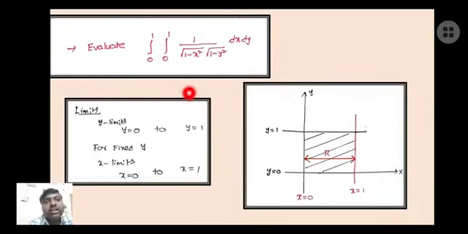See here, evaluate the integral 0 to 1, integral 0 to 1, of 1 by root over 1 minus x square, root over 1 minus y square, dx dy. Here also they give constant limits, 0 to 1 and 0 to 1. One thing you observe here, the limits look the same. Based on those limits, I can identify the region in the xy plane. My region is in between the lines x equal to 0 and x equal to 1, and y equal to 0 and y equal to 1.